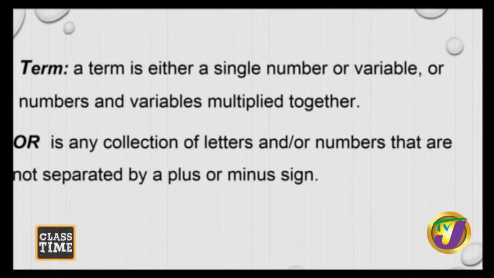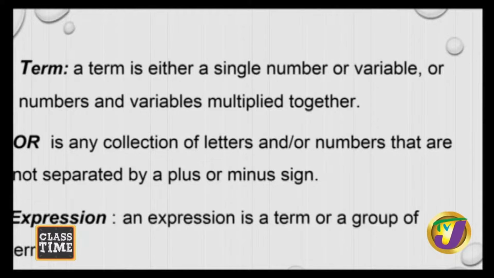First point, term. A term is either a single number or a variable, or numbers and variables multiplied together. So that's one way in which we could define the term. We could also say it is any collection of letters and or numbers that are not separated by a plus or a minus sign. Then we have an expression. An expression is a term or a group of terms. So remember now, a term can also be seen as an expression. All right.